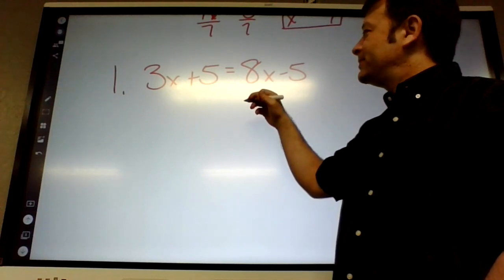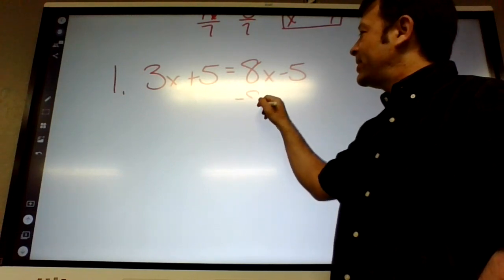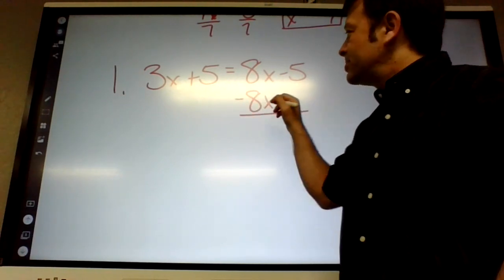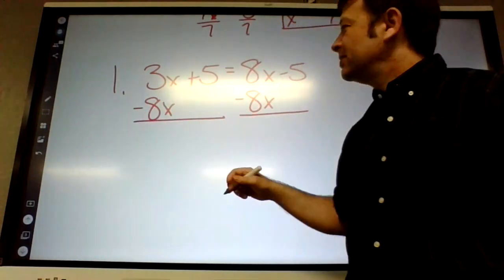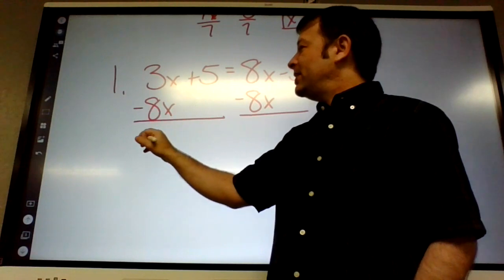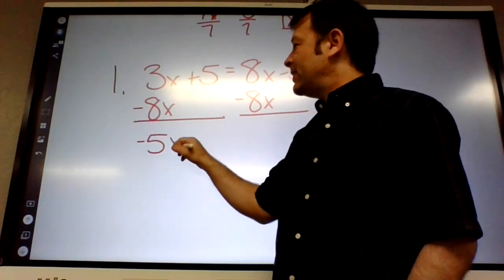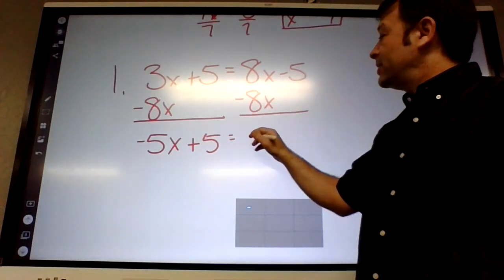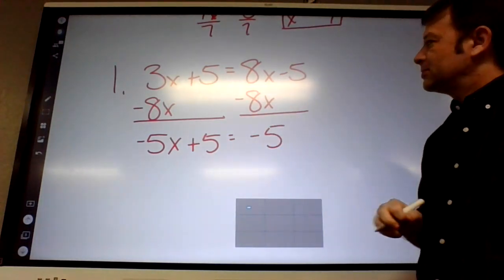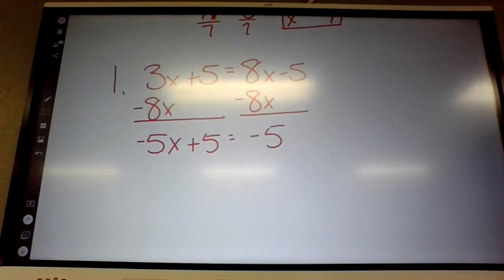It'd be positive instead of negative. It doesn't really matter though. I'll go ahead and do what Bo said. Subtract 8x. So we got 3x minus 8x is negative 5x. Then over here we have a negative 5. So now we have all the x's on one side, and we can get x by itself on that side.